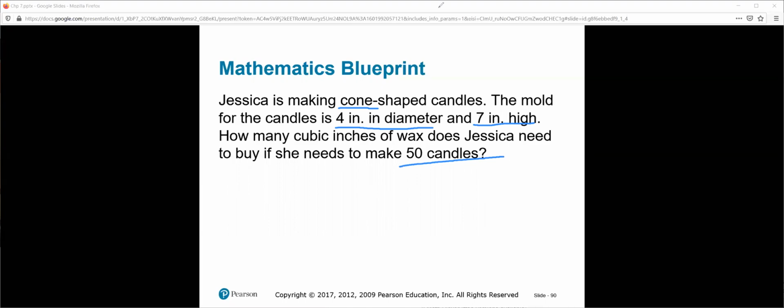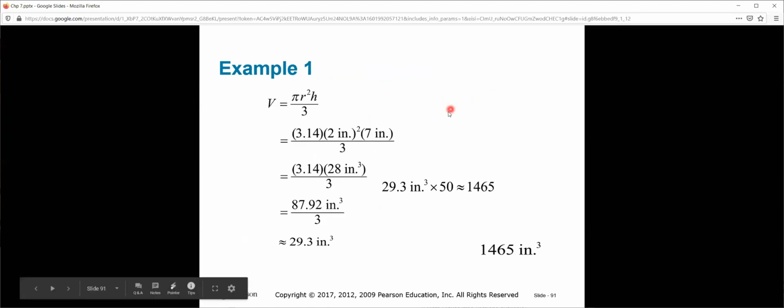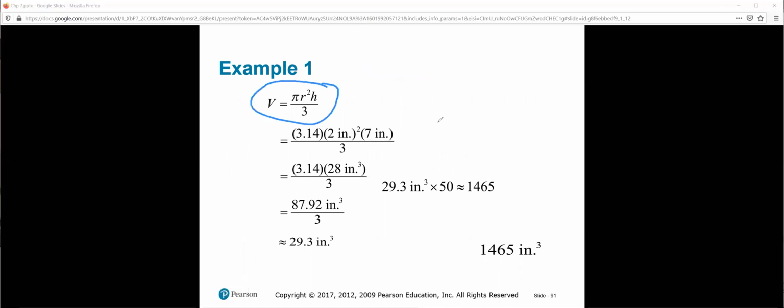Once we break down this paragraph, we find that it is, in fact, not a difficult question. Pearson pushes this blueprint. They probably can sell you this if you want. But all I need to do is look up the equation for the volume of a cone, pi r squared h divided by 3. I need to figure out how big that is.